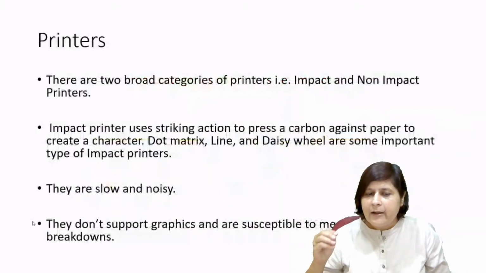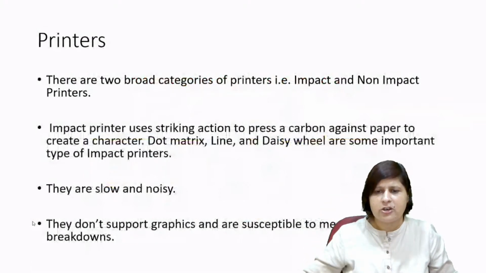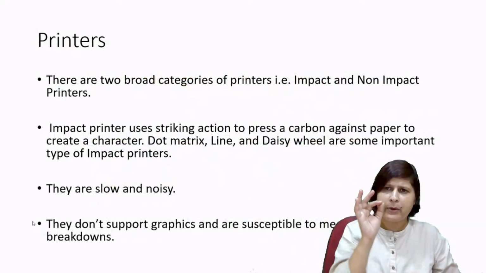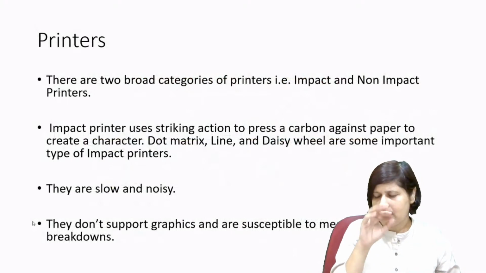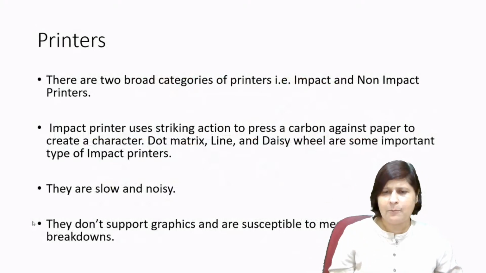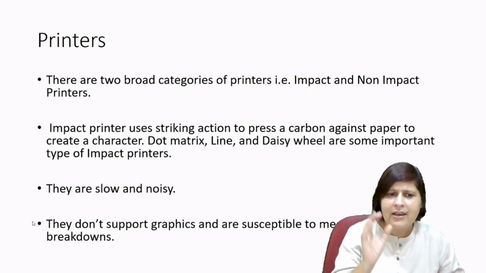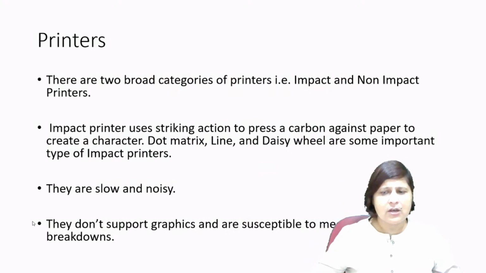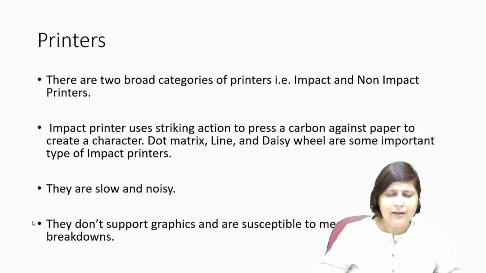Right? Impact printer uses striking action to press a carbon against paper to create a character. Whenever you use an impact printer, you might have seen a typing machine, right? Whenever you type, it presses the carbon against the paper, and then it creates a character. So impact printer uses the striking action to press a carbon against paper to create a character.